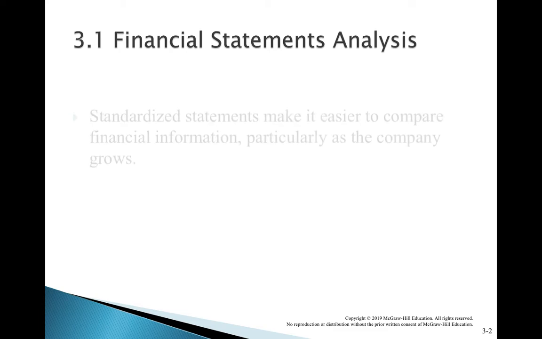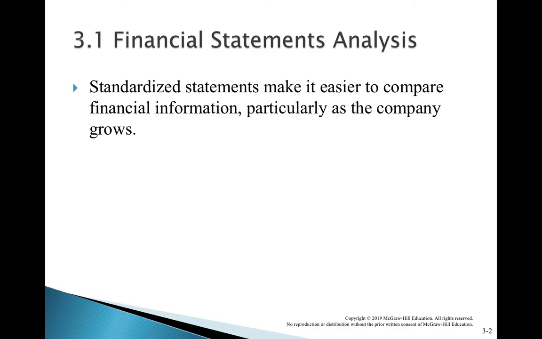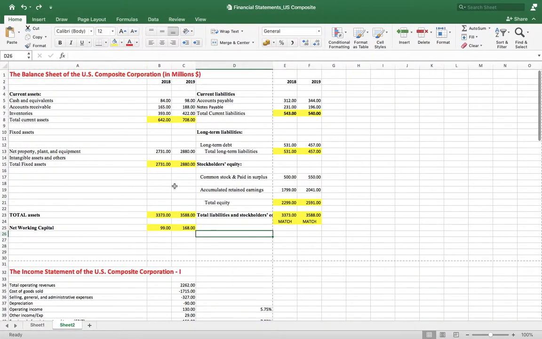Financial statement analysis uses standardized statements which make it easier to compare financial information, particularly as a company grows. As the company grows, you have to make a certain kind of standardized format. As we have seen a few seconds before, the total current asset is 642 in 2018 and 708 in 2019, so what? And total current liability is 543 and 540 in 2019, it doesn't make much difference.